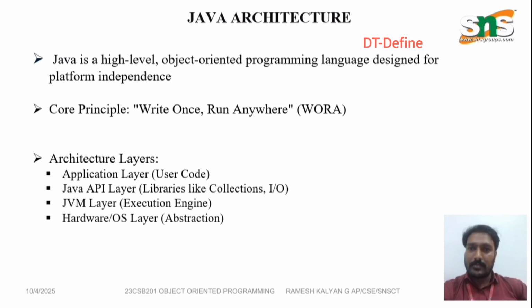Starting with the application layer. The application layer has the user code. It acts as a user interface, so it fully contains the user code. The second one is the Java API layer. This contains libraries like collections and input output functions. The next one is the JVM layer, called the Java Virtual Machine layer. This is used for execution purposes, and it is also called the execution engine. The next one is the hardware or OS layer. This is an abstraction layer, and it mainly depends on the hardware or OS functionalities.